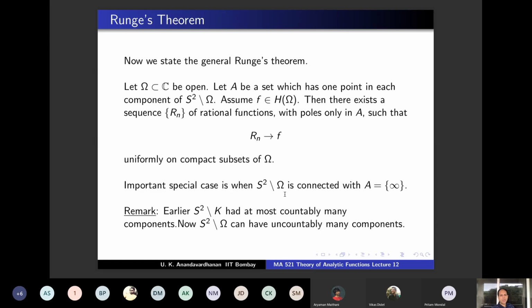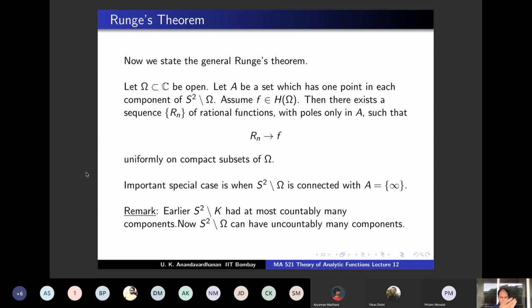So this is Rudin's example. This can have uncountably many components, but our proof doesn't make use of that. In fact, in the earlier argument about S2 minus K, though it was only countably many components, we never used that fact. We took an arbitrary point and we argued with that.